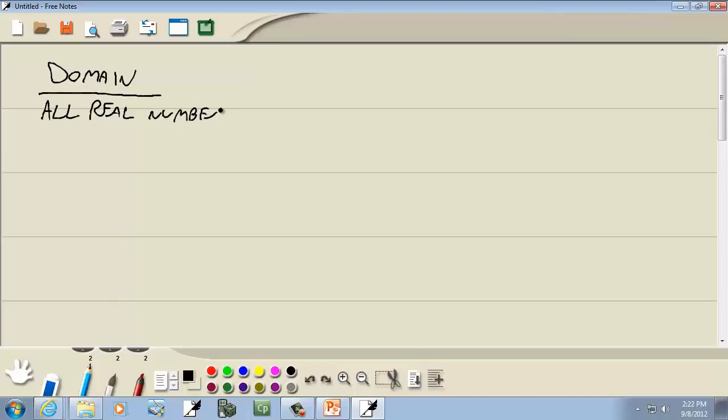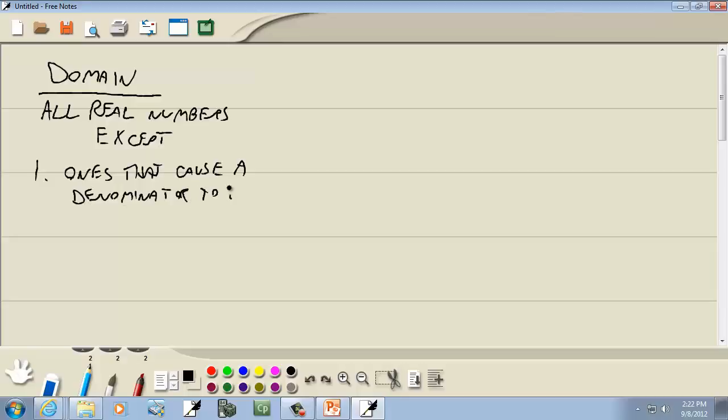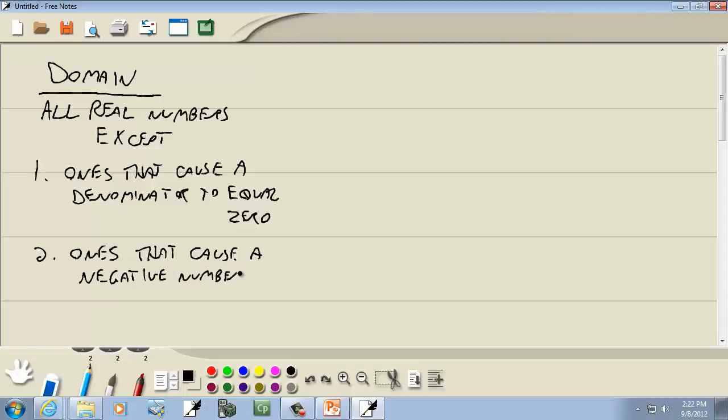All real numbers except ones that cause a denominator to equal 0, and ones that cause a negative number in a radical with an even index. Okay.